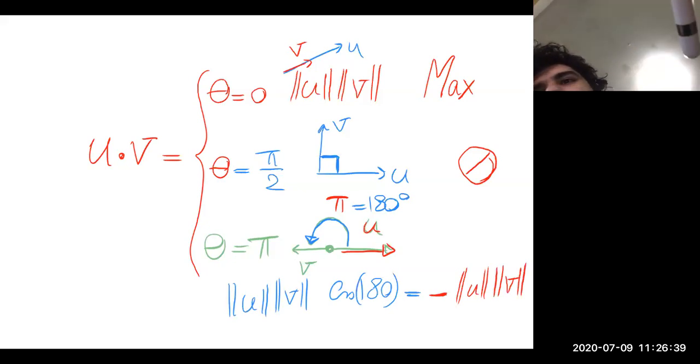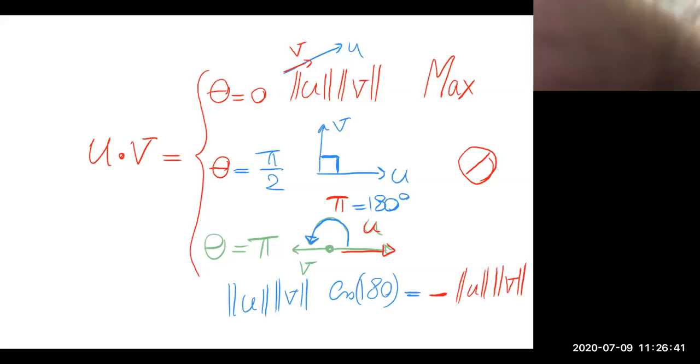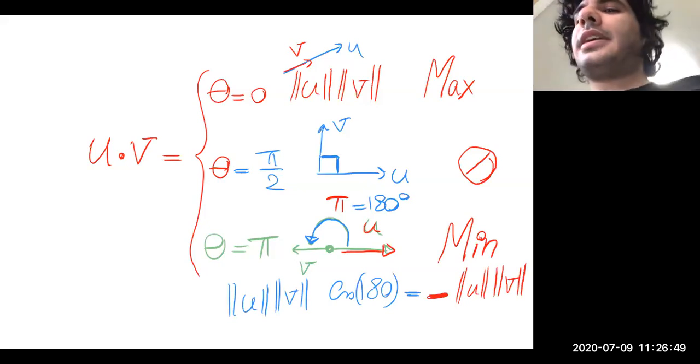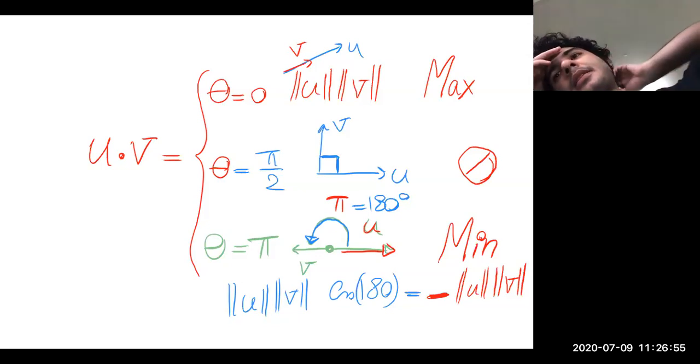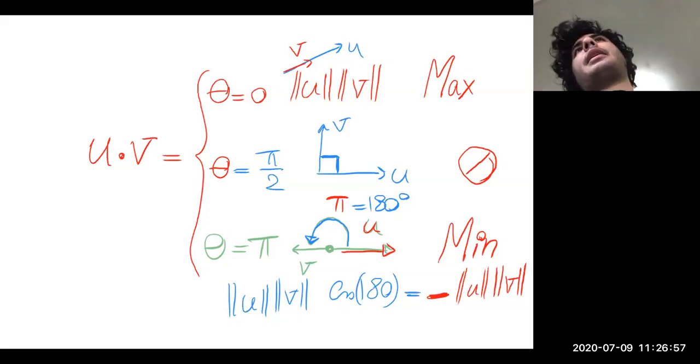Okay. And this is the case where the inner product is minimized. It's the least amount of inner product. It's minus length of u times length of v. Okay, that's the other extreme case. Okay, any question here?